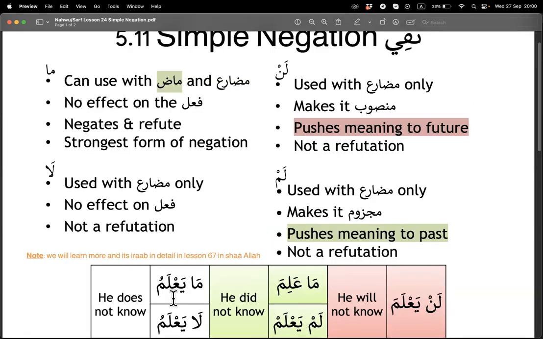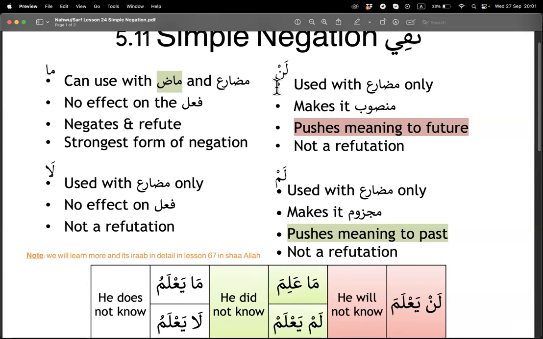Then we have lan. We saw lan before. Do you remember which table? Lan in a list of fi'il. This one makes the fi'il mansub. So lan is the harf nasibah, from the same root letters. Yes, and it makes the fi'il mansub and it will push the meaning to future tense.